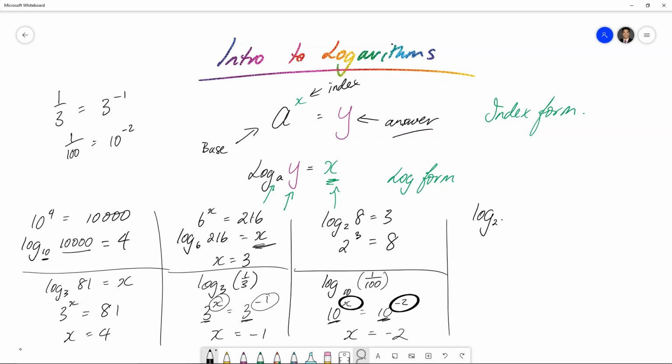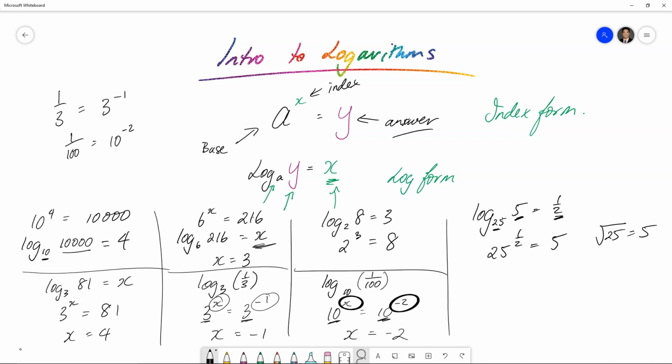Log base 25 of 5 is equal to a half. Rephrase it back to index form. 25 is your base, that is your power, and this is your answer. So does 25 to the power of a half equal 5? Yes, because the square root of 25 is equal to 5.